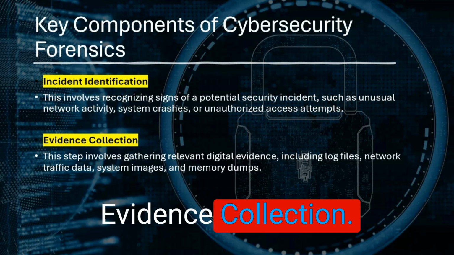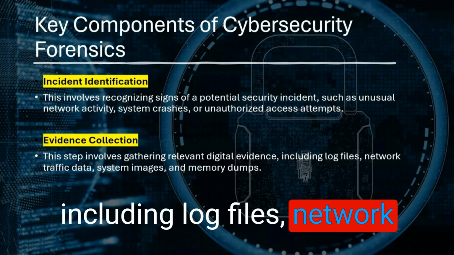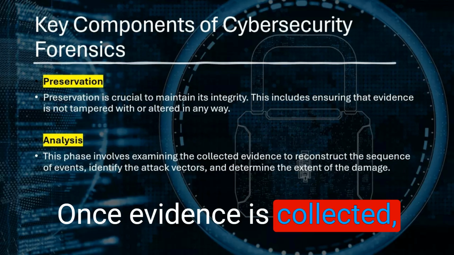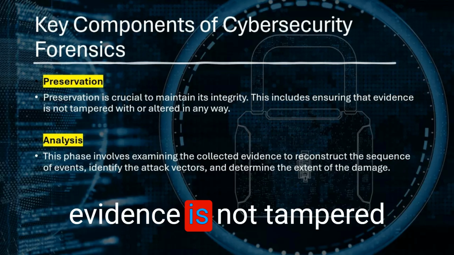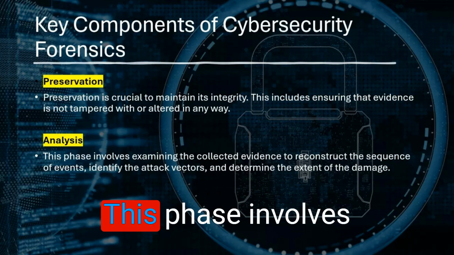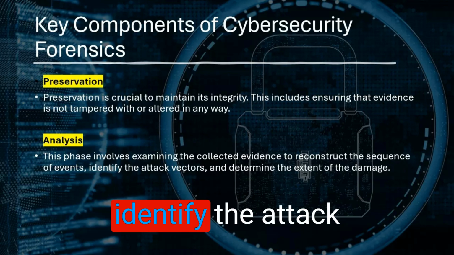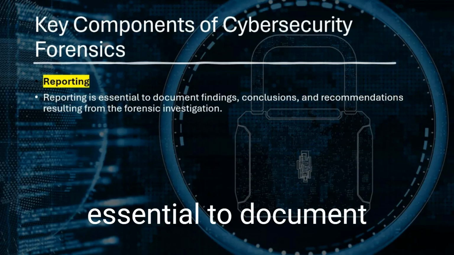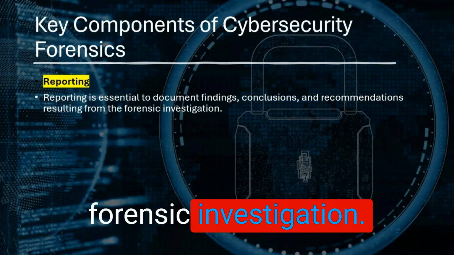Next, we move to evidence collection. This step involves gathering relevant digital evidence, including log files, network traffic data, system images, and memory dumps. Once evidence is collected, preservation is crucial to maintain its integrity. This includes ensuring that evidence is not tampered with or altered in any way. After preservation comes analysis. This phase involves examining the collected evidence to reconstruct the sequence of events, identify the attack vectors, and determine the extent of the damage. Finally, reporting is essential to document findings, conclusions, and recommendations resulting from the forensic investigation.